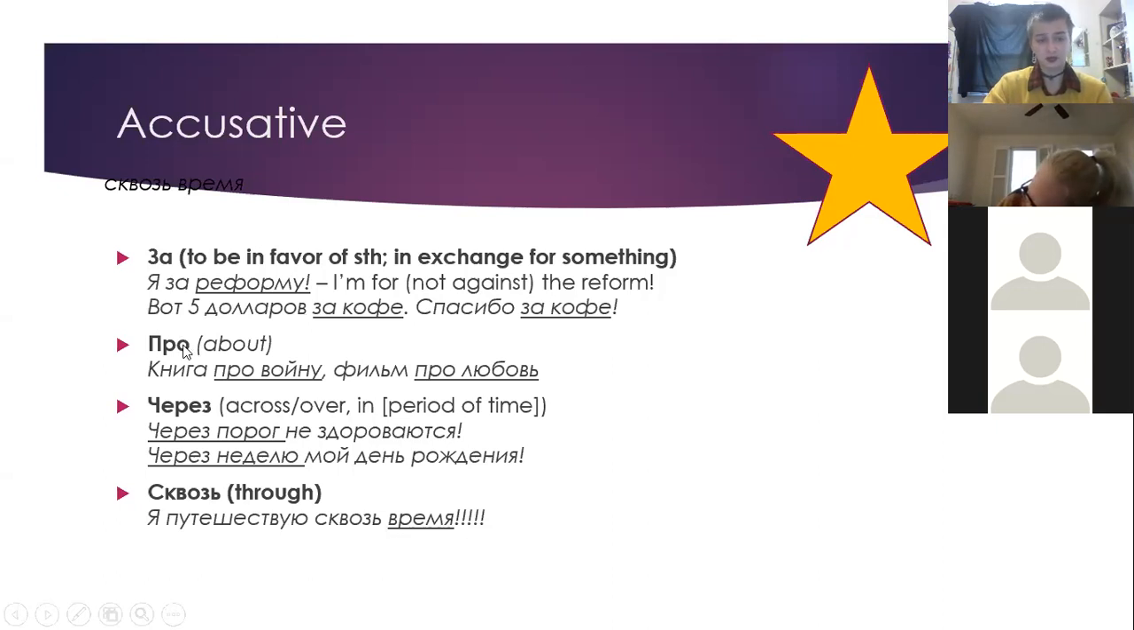Another preposition which you can easily do without is pro, which is another preposition for about. There is no difference whatsoever between o, about, and pro, about, in terms of meaning. The only difference is they use different cases. Pro uses accusative. Да? Книга про войну, a book about war. Фильм про любовь, the film about love.